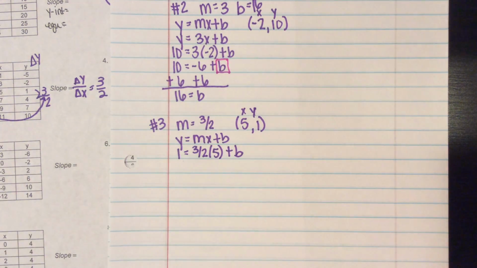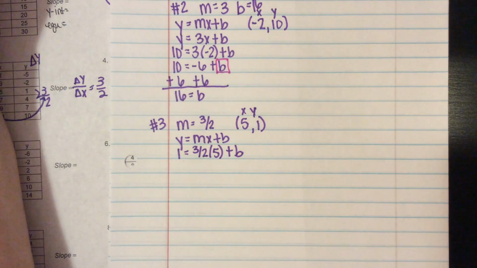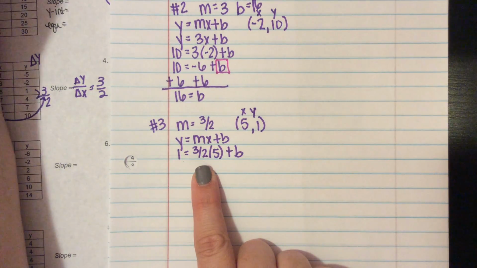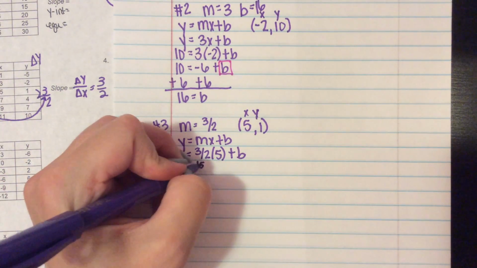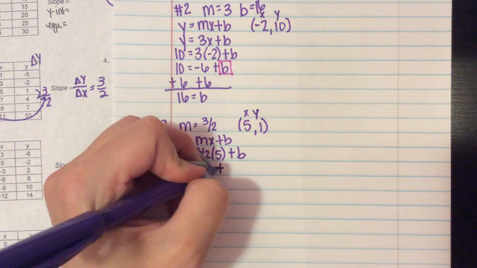So in your calculator, which I don't have. Okay. Well, in your calculator, you are going to do alpha y equals and do 3 over 2 times 5. And that is going to give you 1 is equal to 15 over 2 plus b.